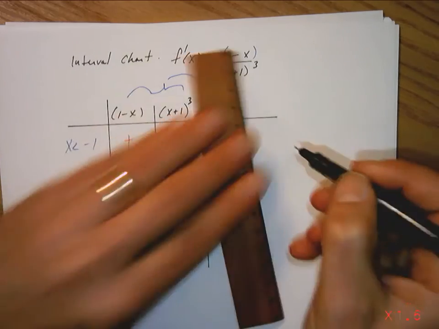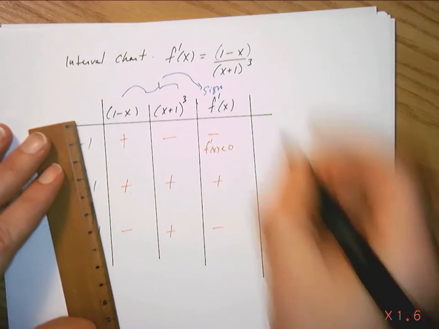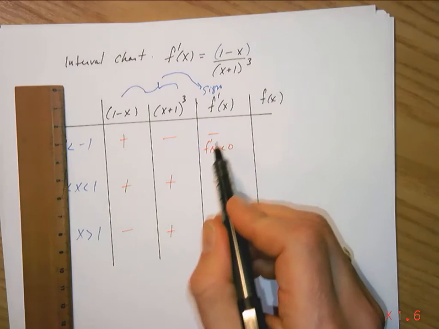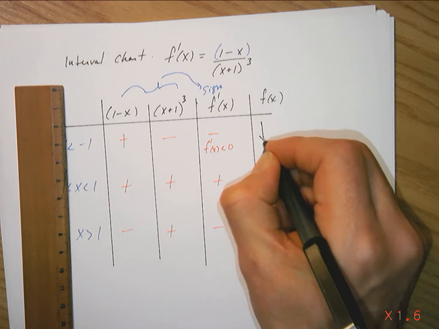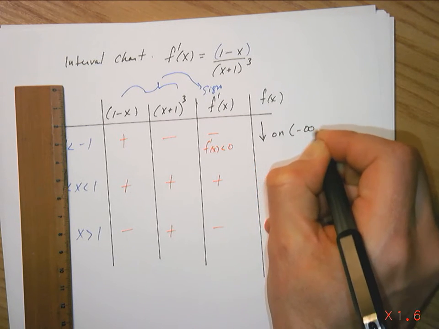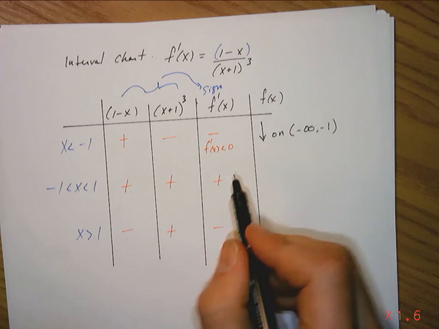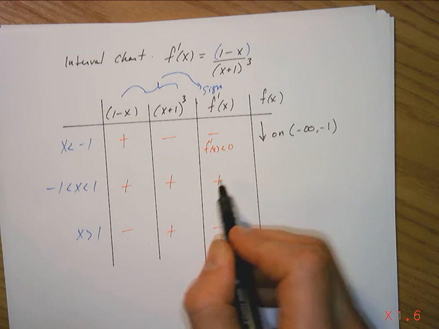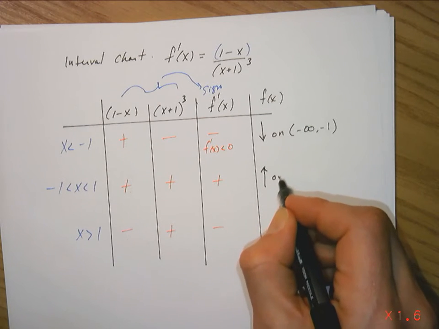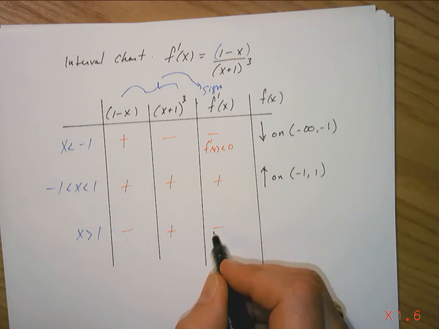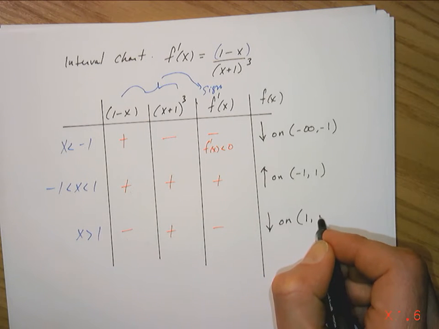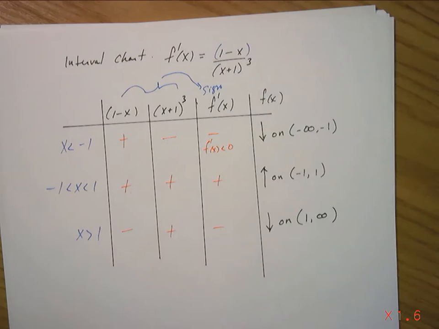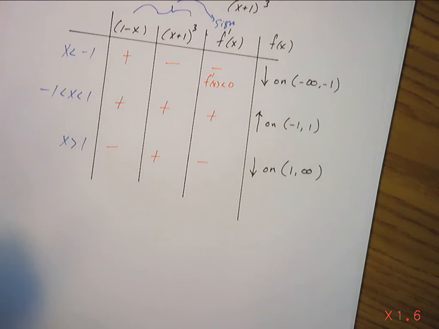So what that tells me is something about f of x. If the first derivative is less than 0, then f of x is decreasing on -infinity to -1, that entire interval. If f prime of x is positive, then it's increasing on -1 to 1. And if f prime is negative, then it will be decreasing on 1 to infinity. Infinity and beyond. There's my interval chart.